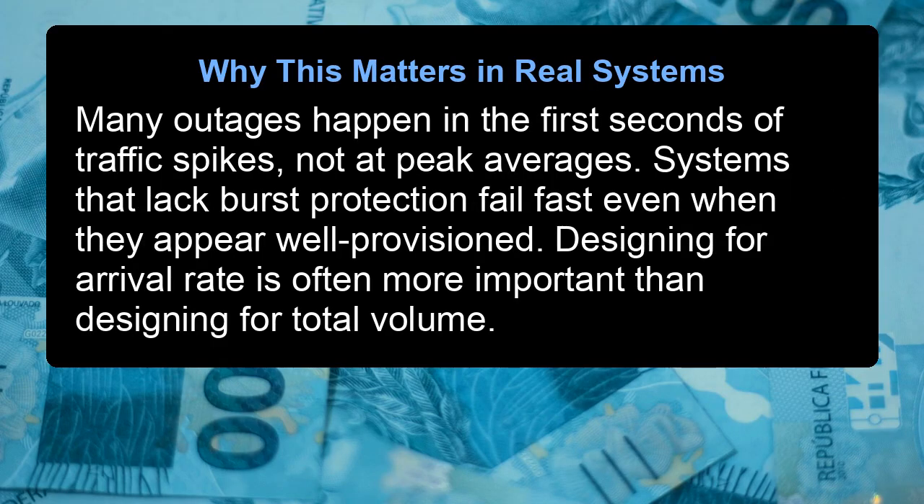Why this matters in real systems. Many outages happen in the first seconds of traffic spikes, not at peak averages. Systems that lack burst protection fail fast even when they appear well provisioned. Designing for arrival rate is often more important than designing for total volume.